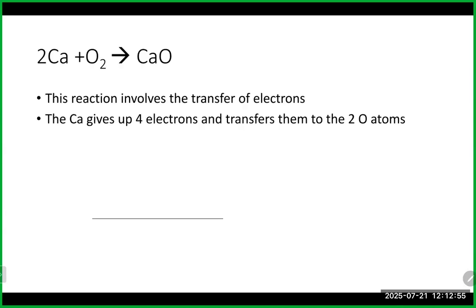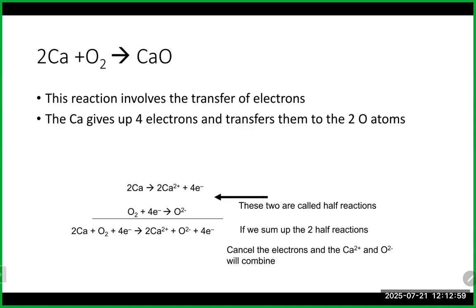Now, in addition to that, we could look at this one here. If we look at what is going on here, we have calcium on the left, which has an oxidation state of 0. Oxygen, oxidation state of 0. When those two come together, our calcium can get a +2 and a -2.